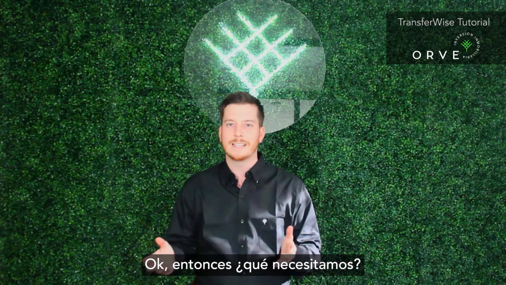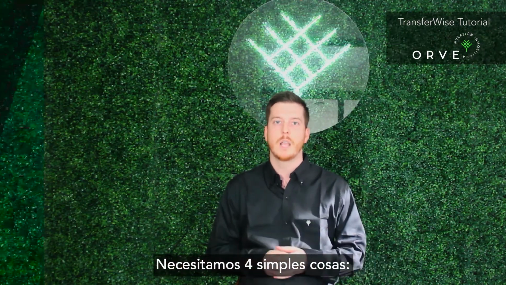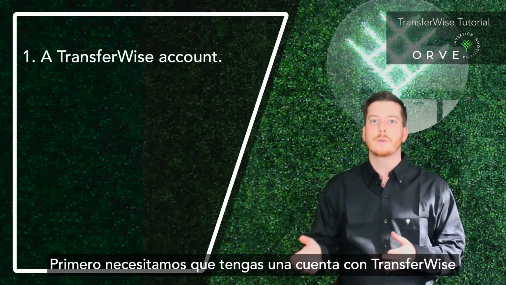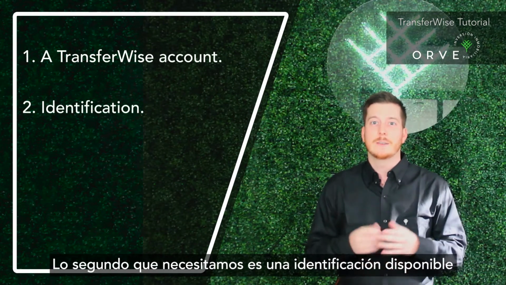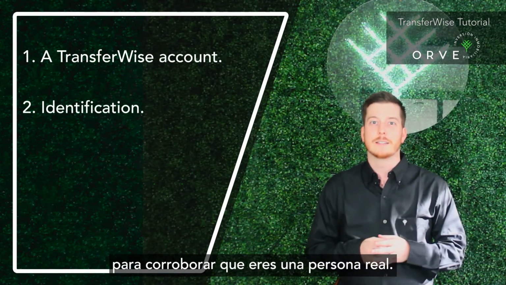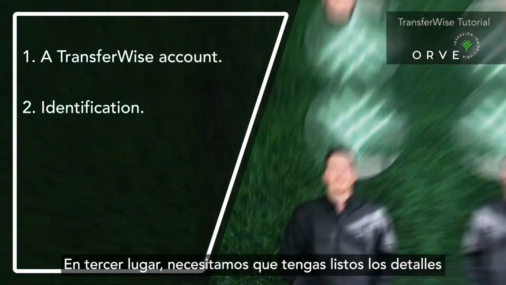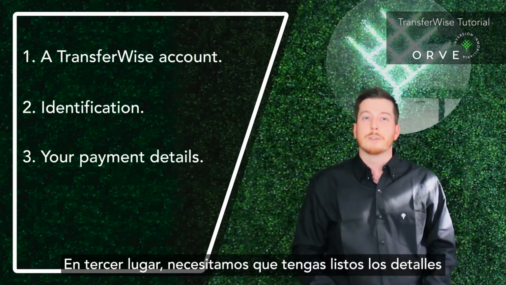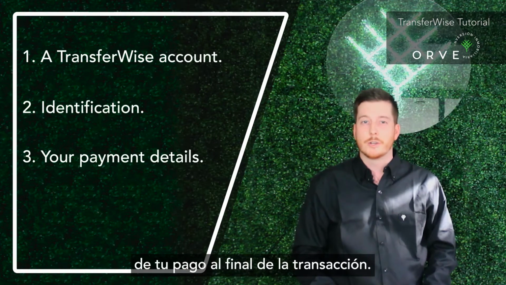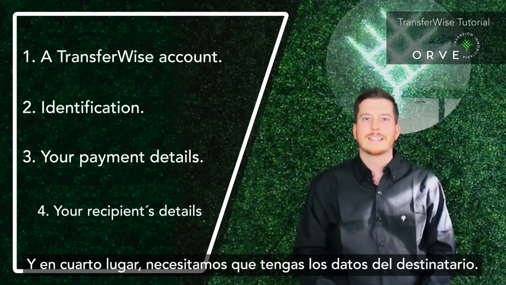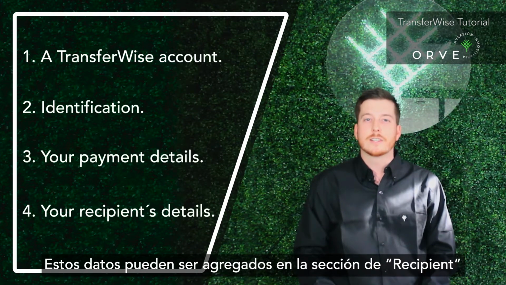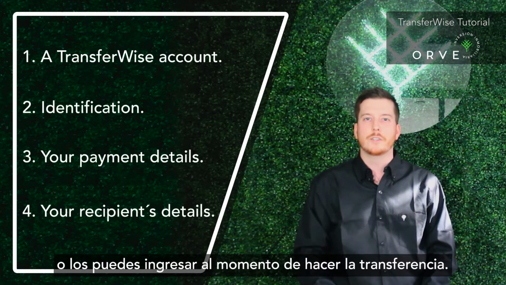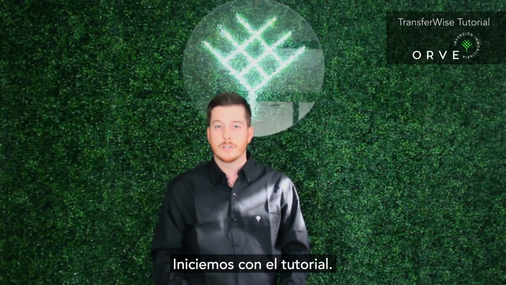Okay, so we need four simple things. First of all, we need you to have an account with us. Second thing that we need from you, we need to have an ID because we need to check if you're a real person. The third thing that we need is for you to have your payment details ready at the end of the transaction. And fourth thing is that we need your recipient's details. You can add them first at the recipients tab, or either you can enter them here while doing the transfer with us. Let's start with this tutorial.